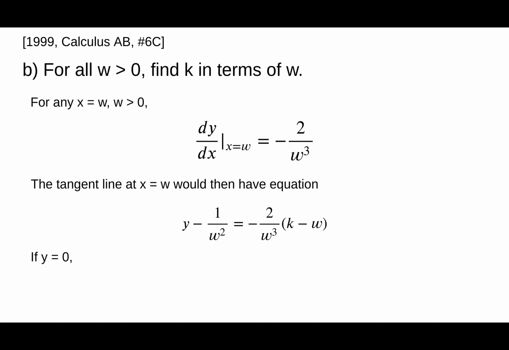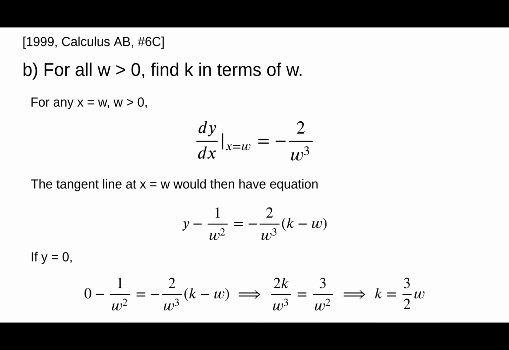And again, to find the value of k, which is just the x-intercept, we're going to let y equal 0. If we set y equal to 0 and simplify, we eventually find that k is going to be 3/2 of whatever w is, which checks with part A. In part A, w is 3, 3/2 of 3 is 9/2, and that is the solution we got for part A.